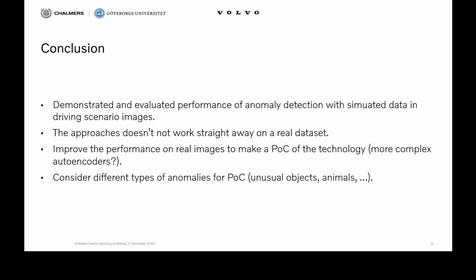And also, to build a bigger picture, to make a full picture of this technology and to show a full proof of concept, we need to consider, of course, more complicated anomaly scenarios, considering unusual objects or animals as anomalies, because the example which we showed, detecting empty highway roads versus highway roads with cars as anomalies, is not very applicable or interesting, of course, from the automotive perspective. So we have to play around with different types of anomalies also.